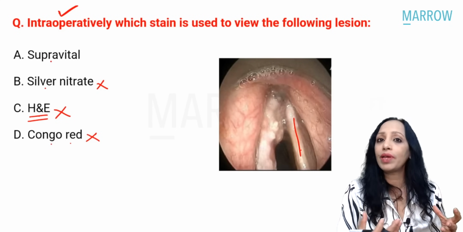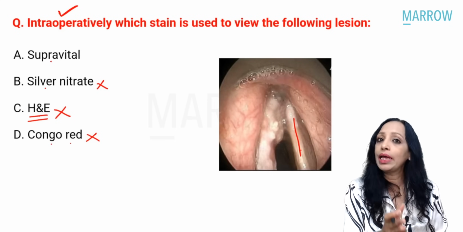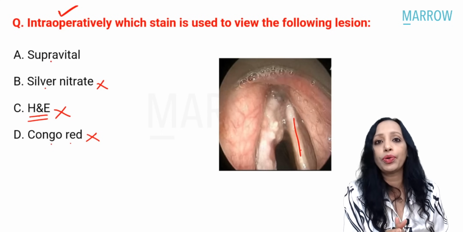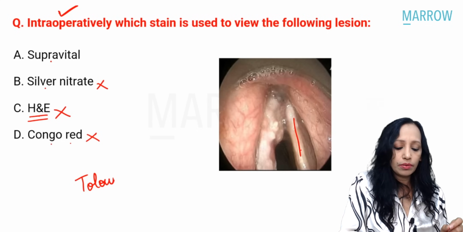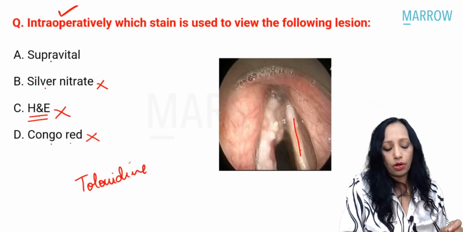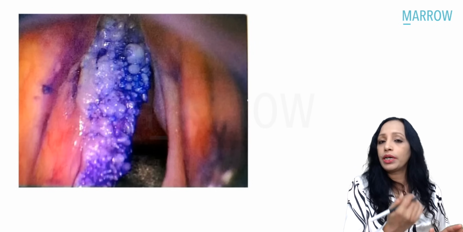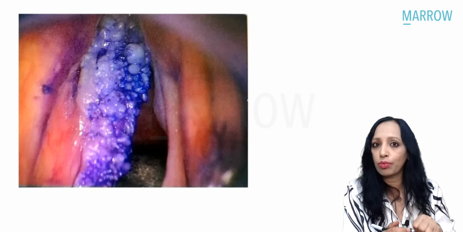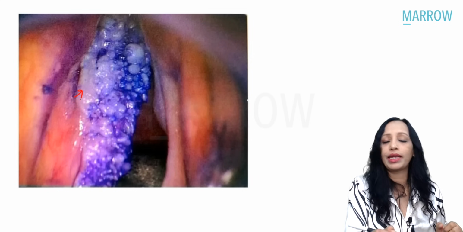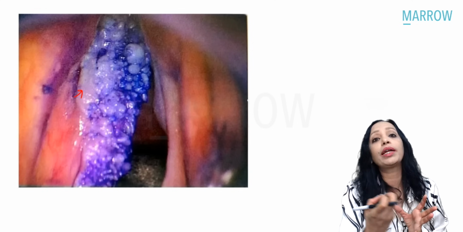Supravital is to stain the living cells, usually outside the body, but here we also do it intraoperatively. The supravital stain that we use here is toluidine blue. What is done here is that the area is stained with toluidine, it is washed off, and all the area which is carcinoma will pick up the stain, whereas the leukoplakia area will not pick up the stain. So this gives us an idea of the area from where we can take the biopsy.